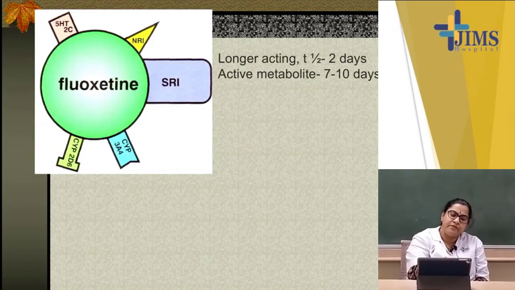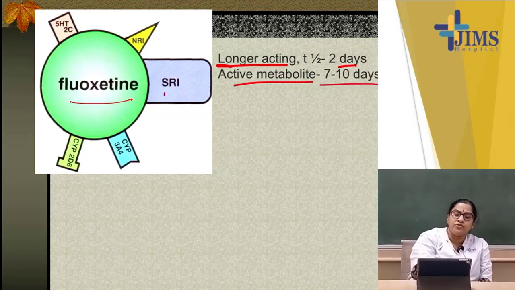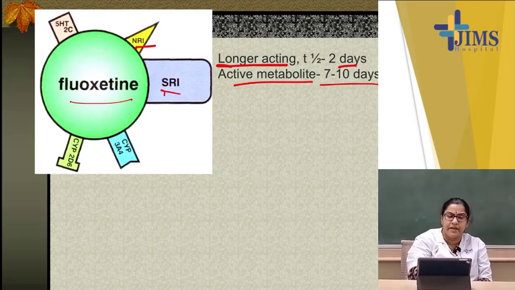Examples, first is fluoxetine. It is a longer acting drug, half-life is 2 days, and the active metabolite persists inside the body for 7 to 10 days. So it is a serotonin reuptake inhibitor. Also it has some action like the norepinephrine reuptake inhibitors and has an agonistic action on the 5-hydroxytryptamine 2C receptors.